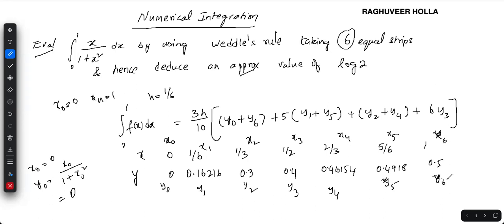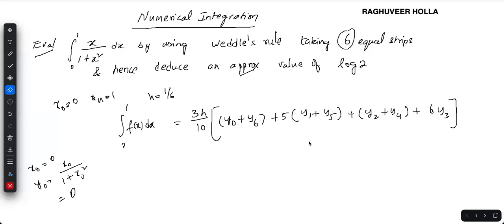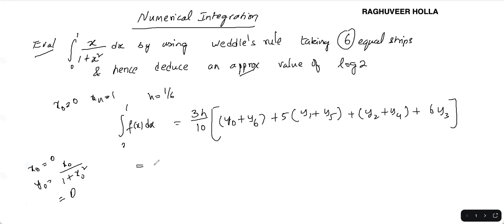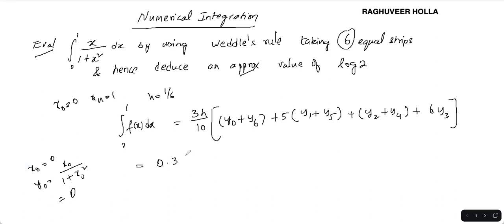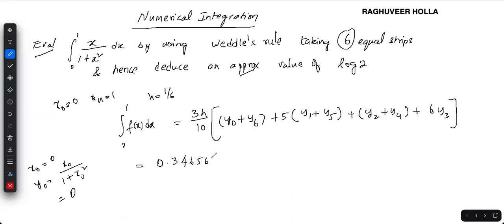Let us substitute all these values. When you substitute all this, you get the final answer, which is 0.34806567. Keep this as I.